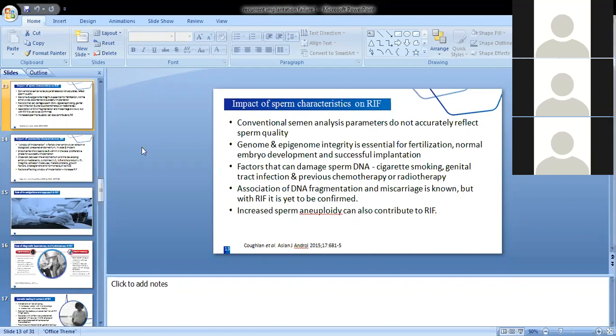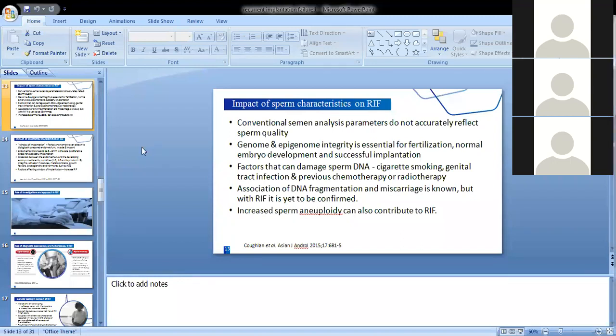Association of DNA fragmentation and recurrent miscarriage is known, but its association with recurrent implantation failure is yet to be confirmed. But it has been observed in some studies that increased sperm aneuploidy can contribute to recurrent implantation failure. So you can go for these assays. If your patient is having recurrent implantation failure, we can counsel the patient to go for a DNA fragmentation or sperm aneuploidy testing.